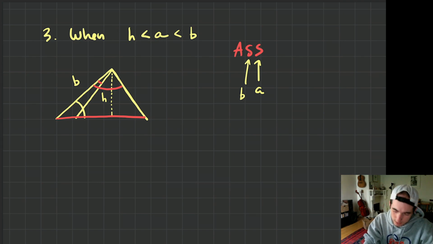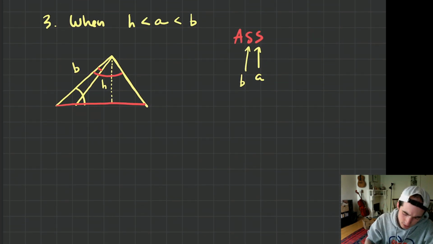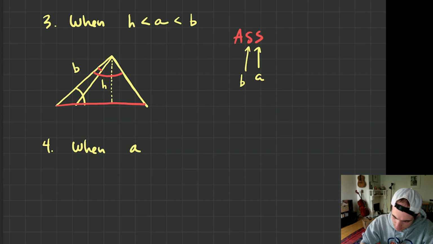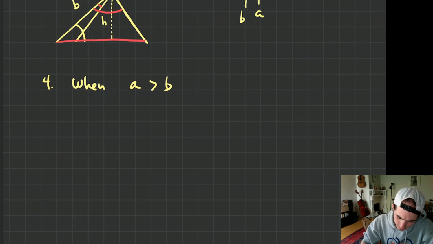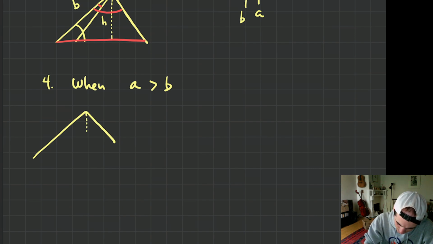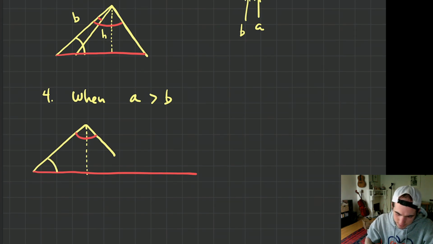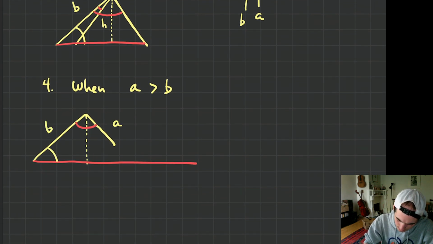Okay. Now finally, the fourth case, and this case isn't usually talked about, but I think that it's worth talking about. So this is when A is greater than B. Well, let's draw this. So here's angle, here's A, here's H, and then here's the side that I don't know, and I don't know this angle, but I know this angle. Okay, so here's B, A, H, and then down here's C.